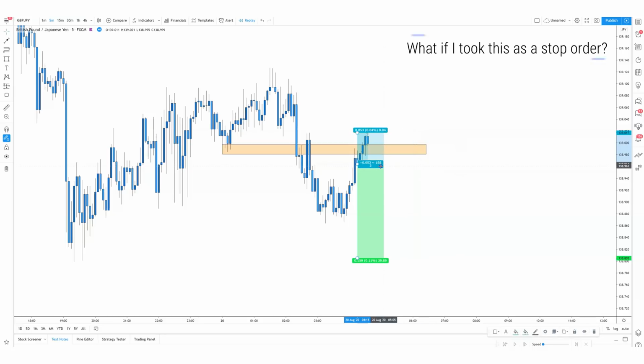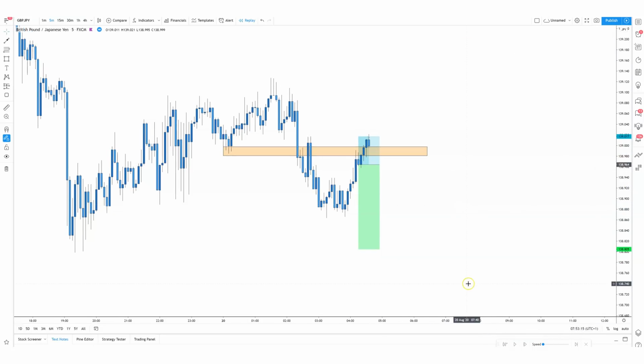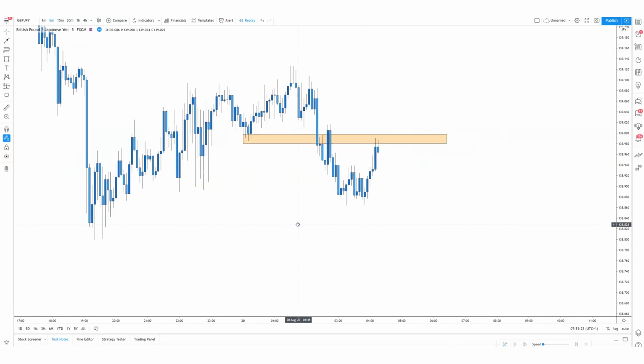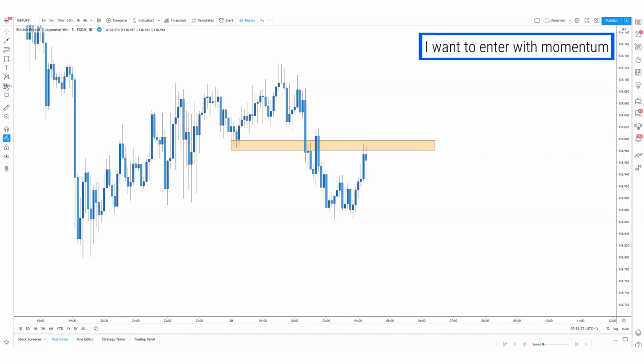So what if I took this as a stop order? How would I have planned this? Well, we know this instant execution hit its stop loss and fairly quickly. But let's just replay this again. Let's say I wanted to enter this with a stop order. And the reason for that is because I want to enter with momentum.